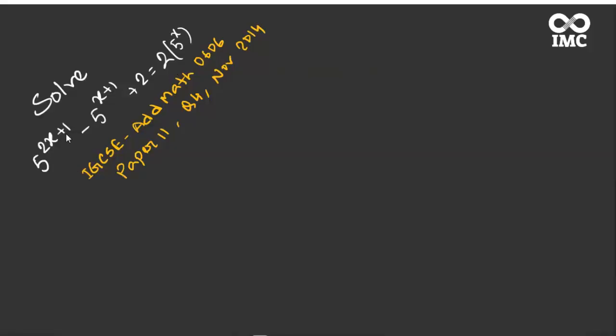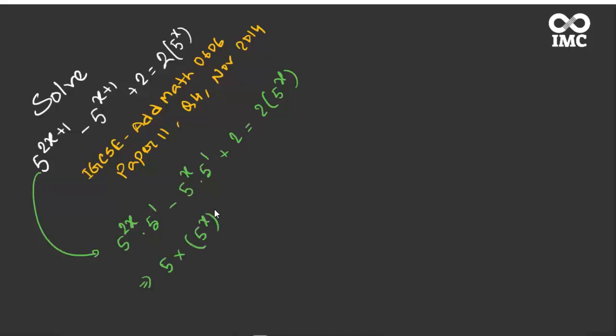So here, 5 to the power 2x plus 1, instead of this we can write 5 to the power twice x into 5 to the power 1, minus, instead of 5 to the power x plus 1 we can write 5 to the power x into 5 to the power 1, plus 2 equal to 2 into 5 to the power x. Now, 5 to the power 2x can be written as 5 to the power x whole square, minus 5 into 5 to the power x plus 2 minus 2 into 5 to the power x equal to 0.